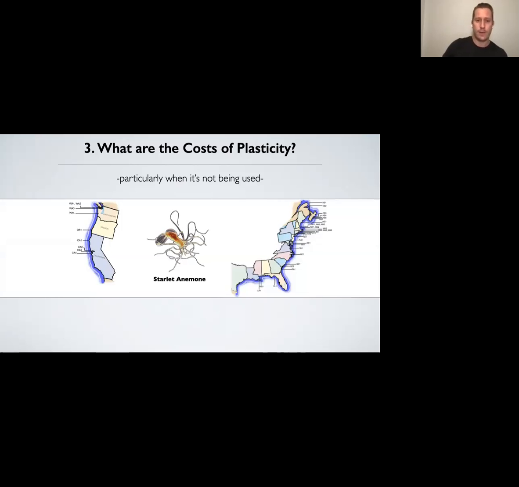And I've done this for a few reasons. Starlet anemones are these tiny little burrowing anemones that burrow into substrates at the bottom of saltwater marshes. And then they raise their tentacles above to feed on floating particles in the lower parts of the water column. They are found natively all up the east coast of North America. They've been introduced in certain regions on the west coast.